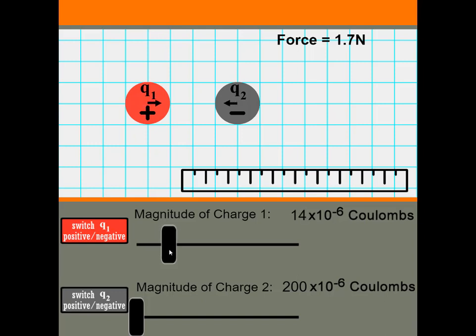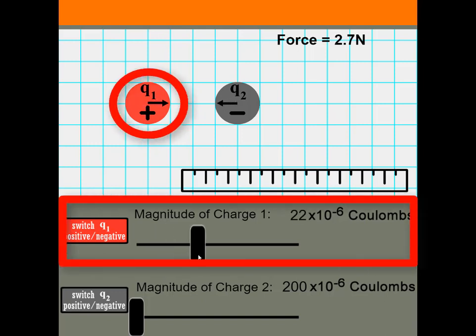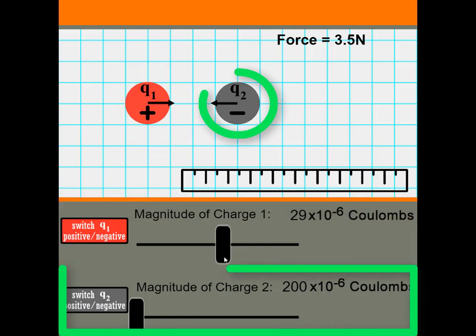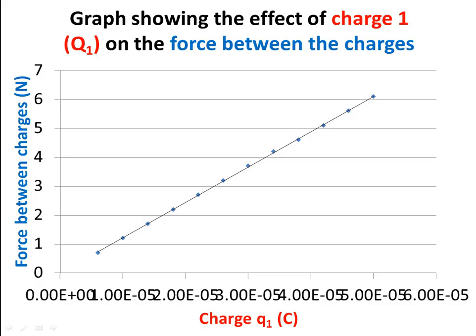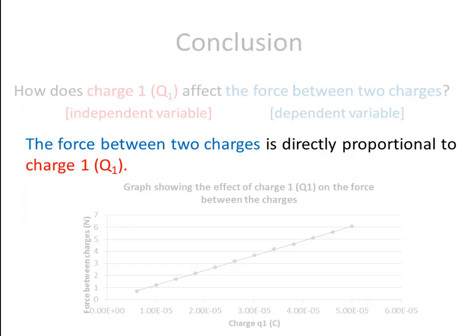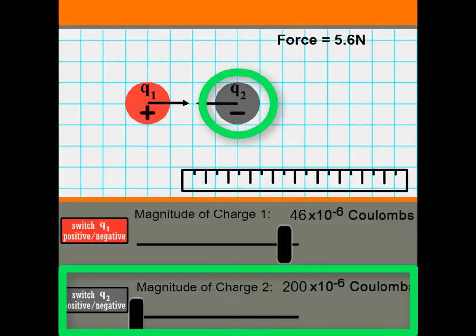Previously, we saw that as we increased the magnitude of charge 1 while we maintained charge 2's magnitude constant, that increased the magnitude of the force between charges 1 and 2. When we plotted our values against one another, we got a straight line from which we deduced that the force between the two charges is directly proportional to charge 1's value. But what about charge 2's value?